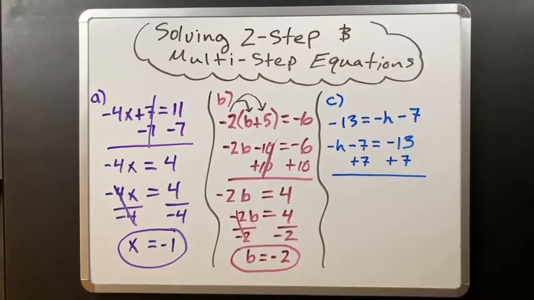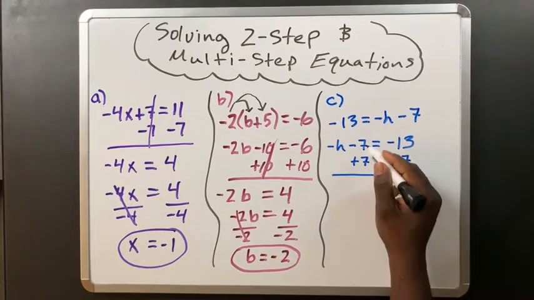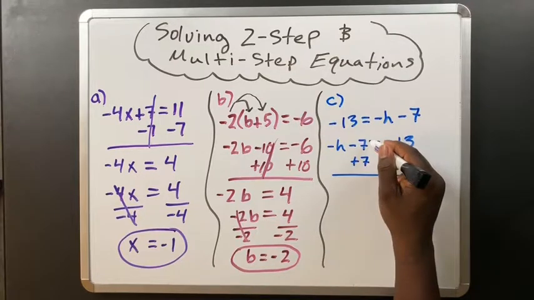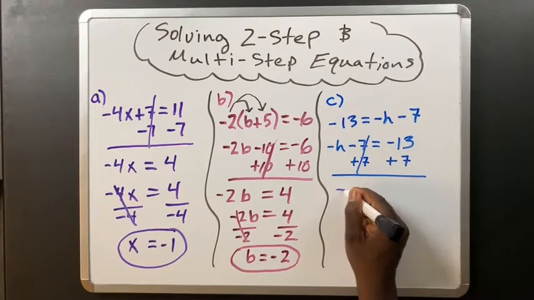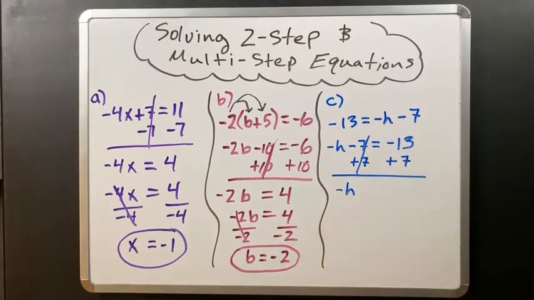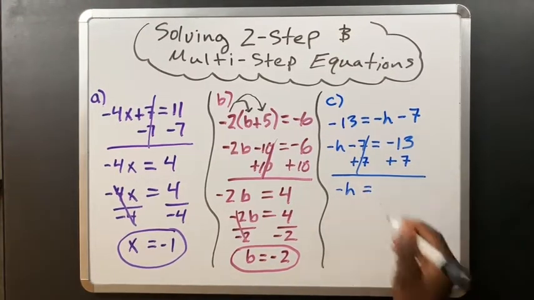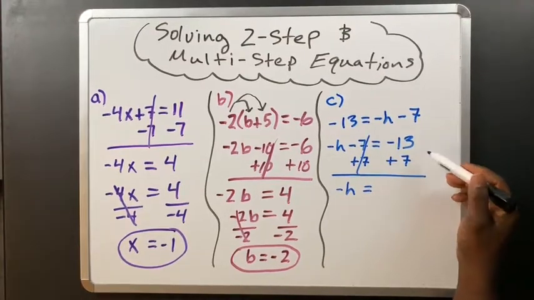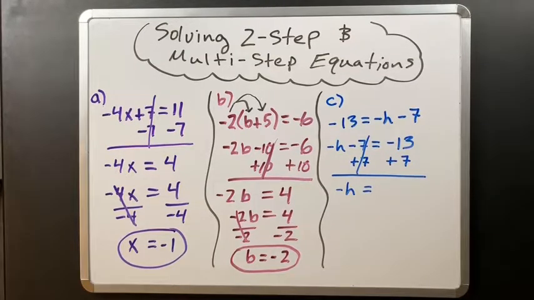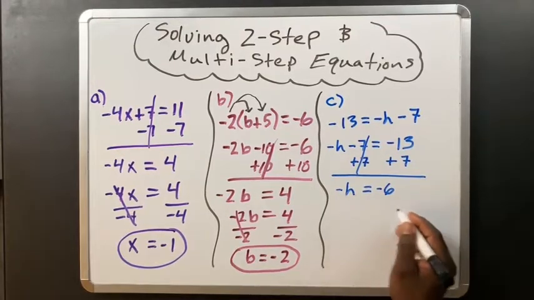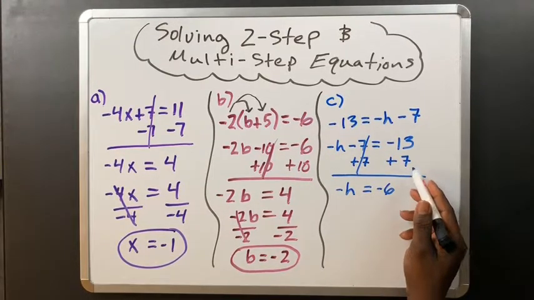Draw that line. Now, remember, -7 plus +7 is 0. Remember, you're always adding down. So we bring down that -1 times h, or -h, equals. And then we have -13 plus +7. Remember, you're adding down. So it's more negative, so you know the answer is going to be negative. And then 13 minus 7, that's 6, so it's -6.